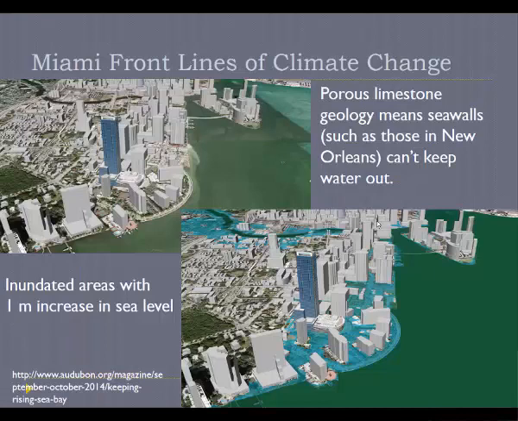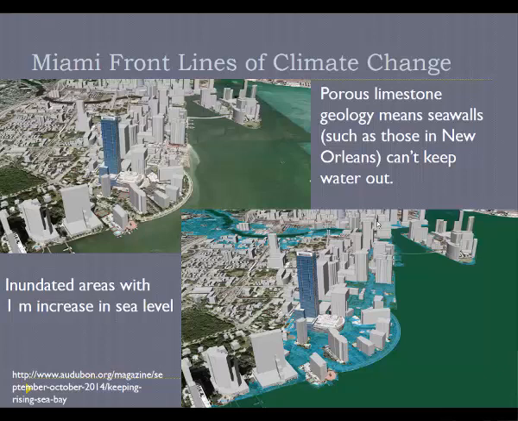There was one interesting study that came out a few years ago about downtown Miami in particular. Miami is right on the ocean. It's a very flat, low-lying area, and the study tried to illustrate the amount of the city that would be inundated with a 1 meter increase in sea level, so about 3 feet. And remember, this is the kind of thing that's possible for us to see by the end of this century, so within your lifetime.